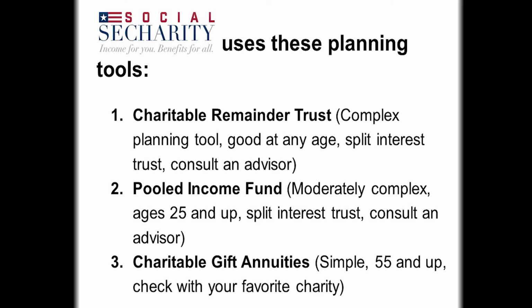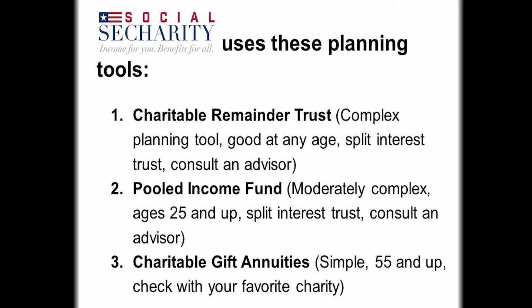The third type of charitable tool that's used in Social SeCHARITY is a charitable gift annuity. These are fairly simple. They're generally designed for the older charitable giver, the 55 and up donor. In this case, you should check with your favorite charity because not all charities have charitable gift annuities available. Charitable gift annuities are based on the ability of the charity to guarantee the income to the individual.